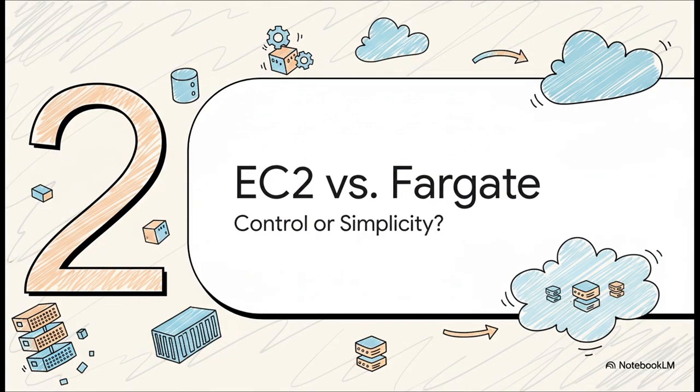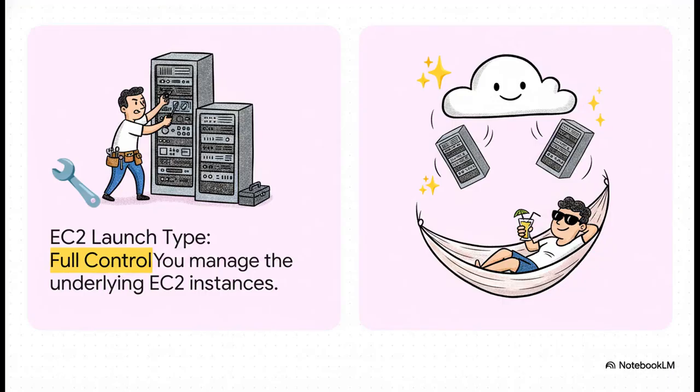Okay, so we've got our cluster and our blueprints. Now comes the big one. Probably the most important decision you'll make when you start with ECS. Where are your containers actually going to run? And it all comes down to a choice between 2 launch types. So you've got 2 main flavors here, EC2 or Fargate. With the EC2 launch type, you're the boss. You get full control. You pick the servers, you manage the operating systems, you do the patching. You get all the control, but you also get all the responsibility.